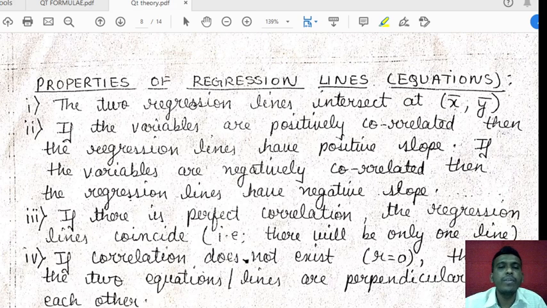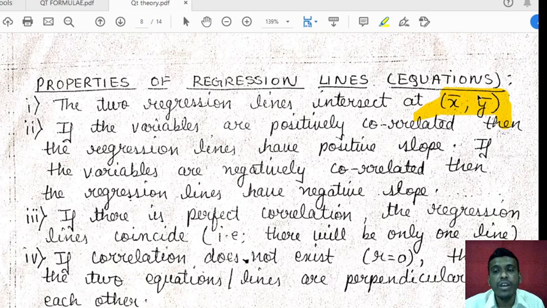So what are the properties of regression lines? Now we know that regression lines are there. Remember, the two regression lines intersect at x bar and y bar. If you have two regression lines, that is x on y and y on x, they cross at a point. That point is x bar comma y bar, that is, the mean of x and the mean of y.